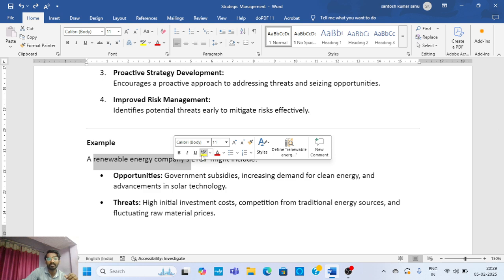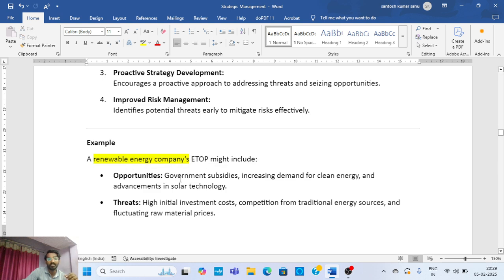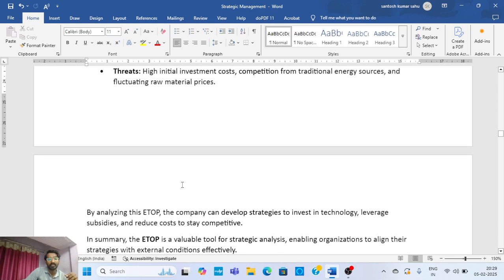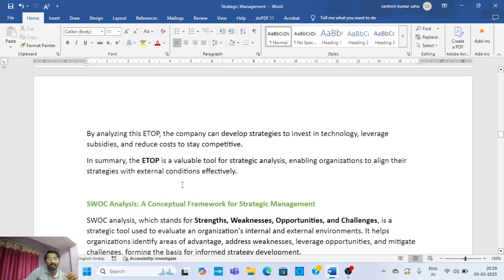Okay, that is how Ethiopia is working for a renewable energy company. Now let us discuss. By analyzing this ETOP, the company can develop strategies to invest in technology. After the ETOP analysis, the company can develop the investment, how the technological growth part can be developed, leverage subsidies and reduce cost. तो जो costing का है वो उसको घटाया जाएगा, that is reducing cost to stay competitive.